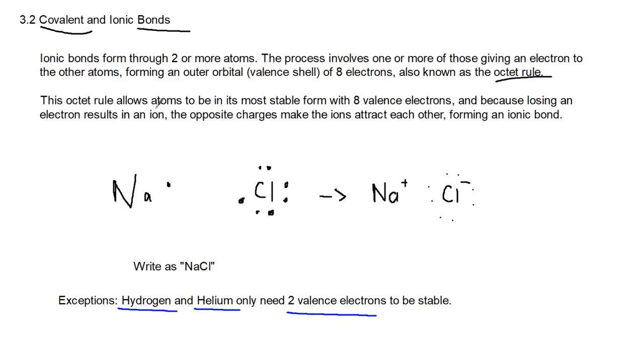This octet rule allows the atoms to be in the most stable state. It's an ionic bond even though nothing is actually bonding them together. They're not sharing anything, but since they have opposite charges, they naturally attract each other. It's like a magnet, right? Positive charge, negative charge, they attract each other. And you write this as NaCl. You do not write it as Na plus Cl minus, because a 1 plus charge plus a 1 minus charge is equal to 0. So there you go.